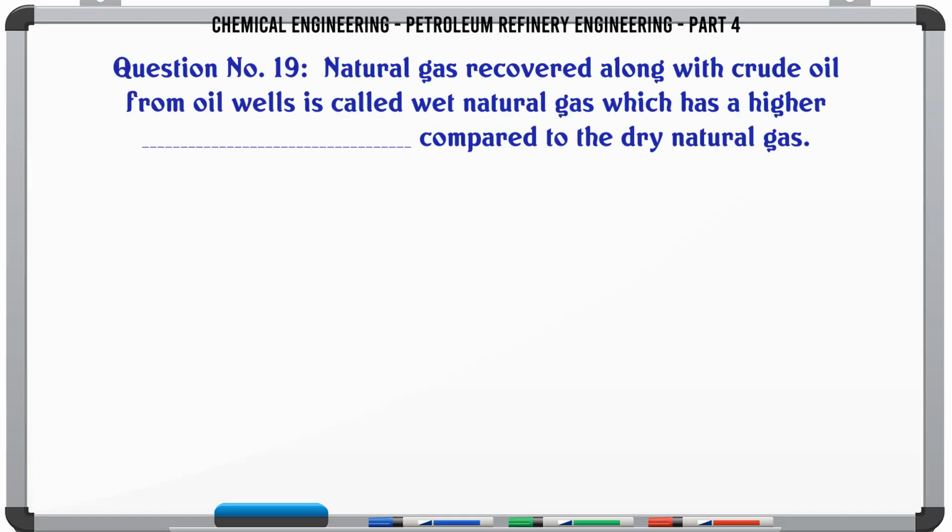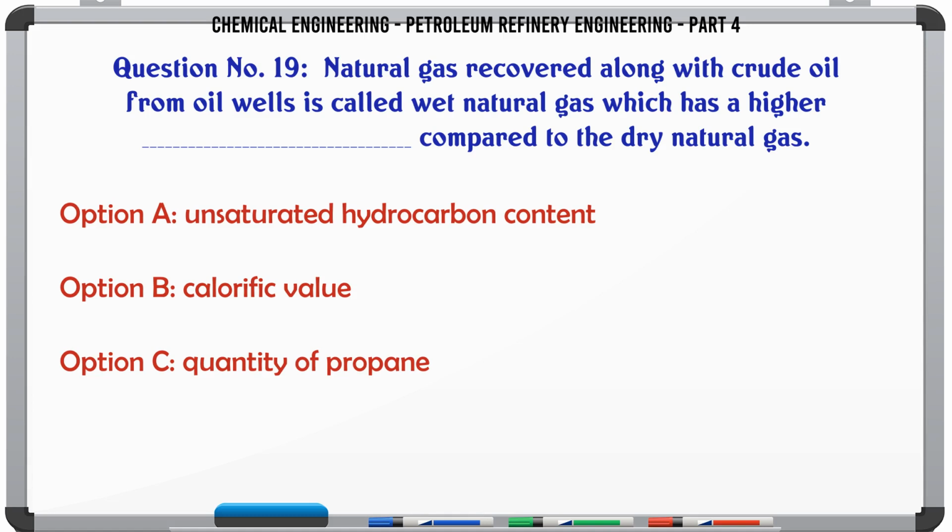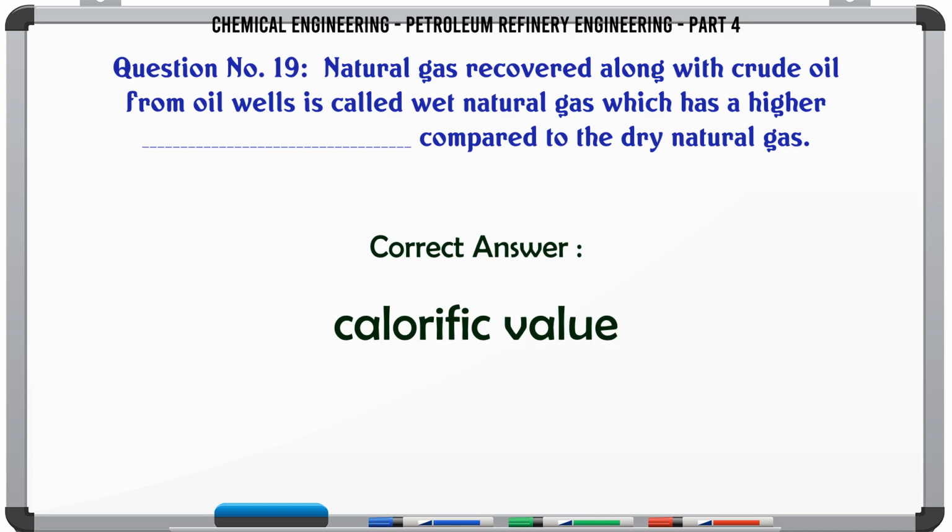Natural gas recovered along with crude oil from oil wells is called wet natural gas, which has a higher value compared to the dry natural gas: A. unsaturated hydrocarbon content, B. calorific value, C. quantity of propane, D. quantity of butane. The correct answer is calorific value.